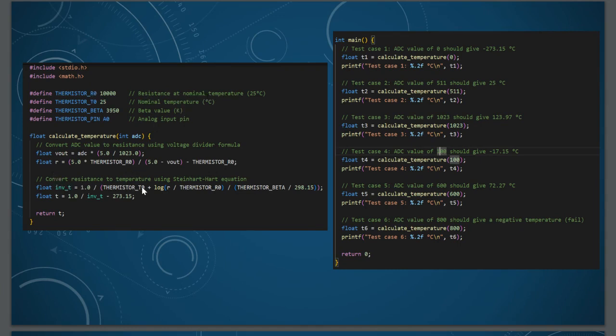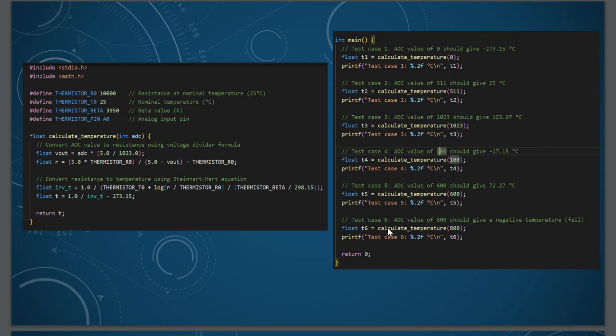Then we convert resistance to temperature using the Steinhart equation. Then we will be testing. This is test one, where an ADC value of 0 should give minus 273.15 degrees Celsius. Then test case 2, and so on up to test case 6, where the ADC value of 800 should give a negative temperature, and it is failed. Note that an ADC value of 600 should give 72.27 degrees Celsius.